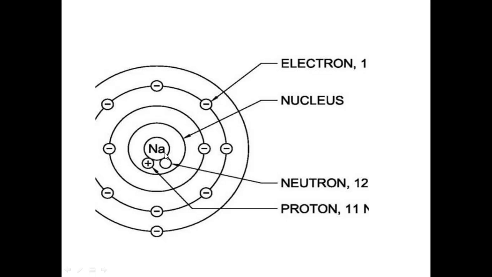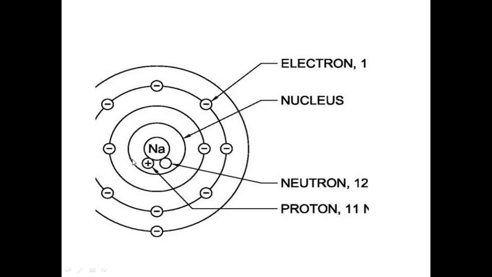Atoms may have multiple shells based on the number of electrons they have. For example, if an atom has just 2 electrons, it will have only one shell. If it has 10 electrons, it will have 2 shells. If it has 18 electrons, it will have 3 shells.